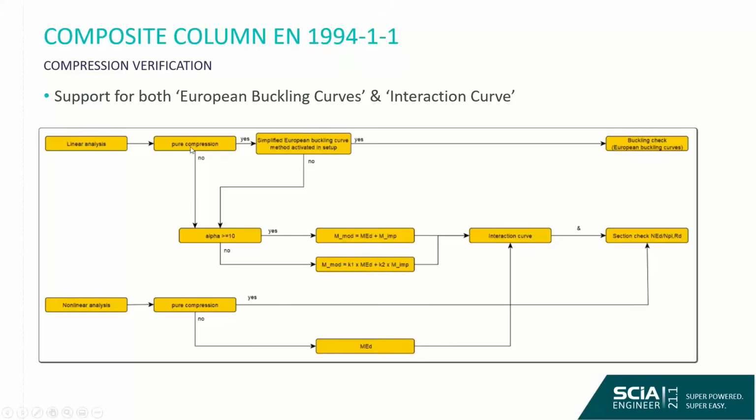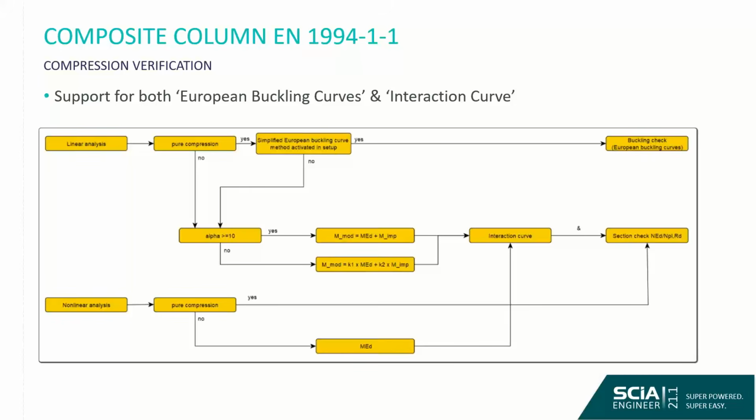And then, of course, now that we have both compression and bending moment, we will use some interaction curve, which I will show you later, to see if our section can resist both the compression and the bending moment at the same time. And for the normal force in itself, we will just do a section check that ignores additional buckling effects. All right. So if I'm in pure compression, either I go for the simplified European buckling curve method, or I go for the interaction curve and I get an additional moment calculated because of imperfections. And if I have second order effects, that increases this additional bending moment, and then I check the interaction with the normal force and the bending moment.